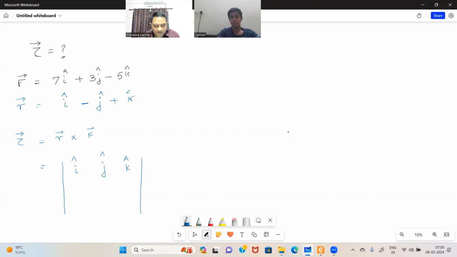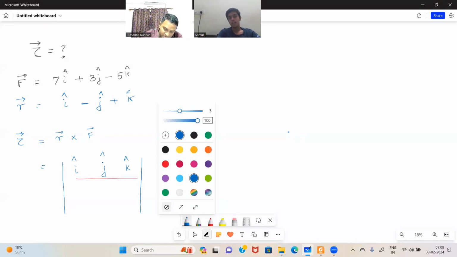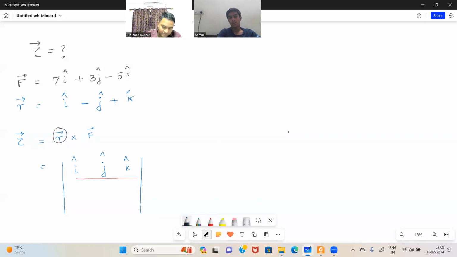Listen, first row. This is called the first row, correct? I cap, J cap, K cap. Is it clear? Second row must be filled with R vector's coefficients. So 1, minus 1 and plus 1. The third row must be filled with what? Force coefficients. So what are they? 7, 3, minus 5. Got it? Then how do you solve it?